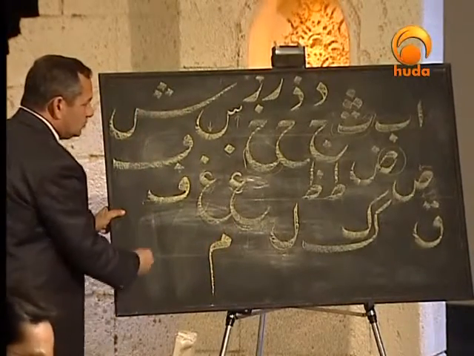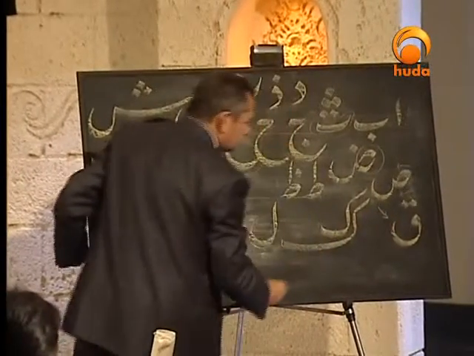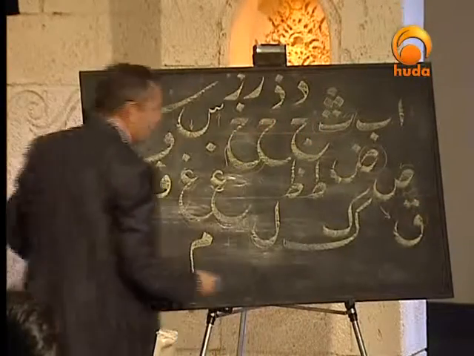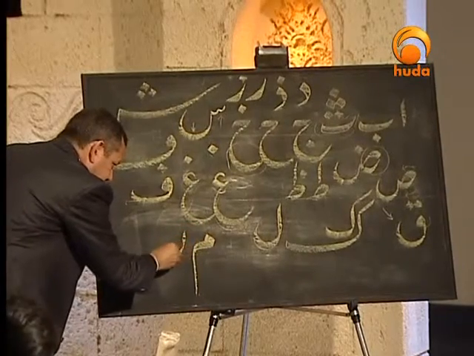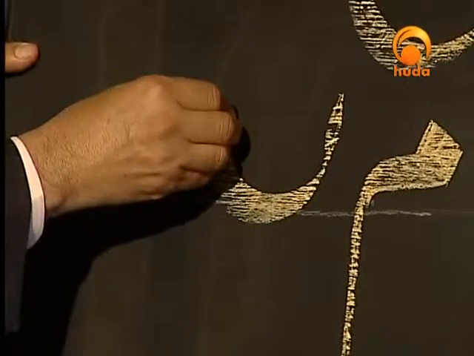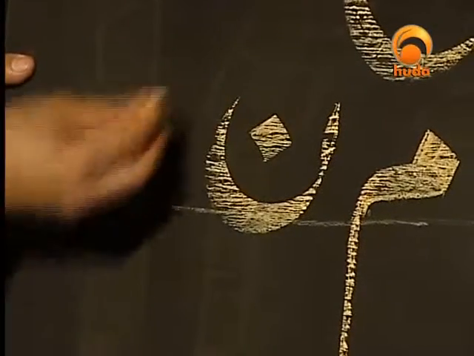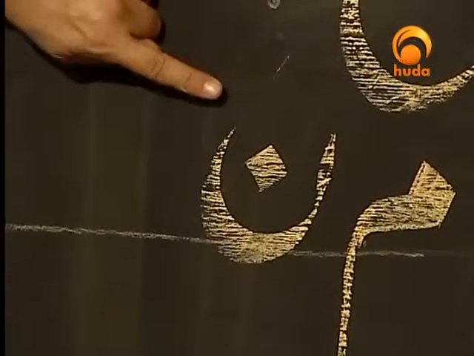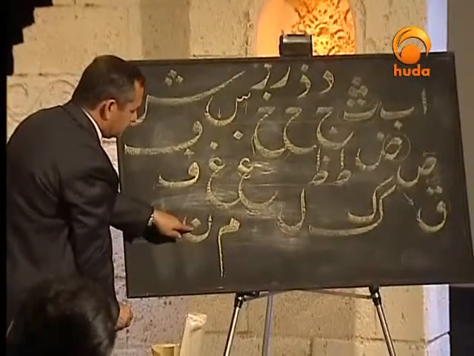Meme. Noon, it's a copy of qaf without the head of waw. Noon comes like this. The dot will be in the middle. We never put the dot of noon up here or in the corners here or there. So it should be in the middle.